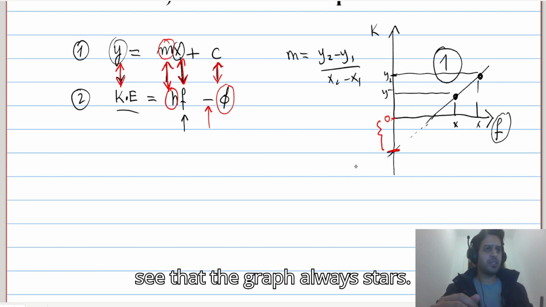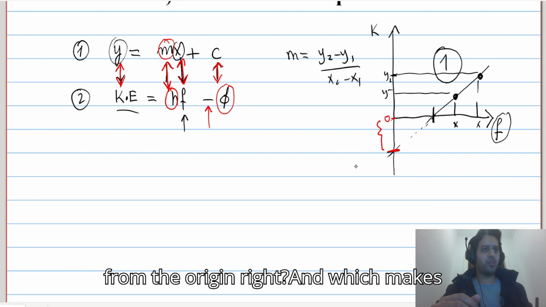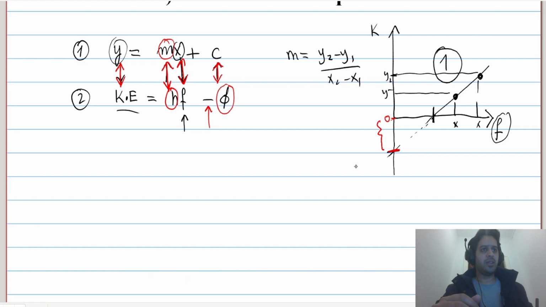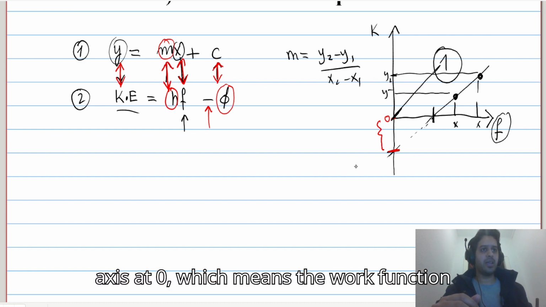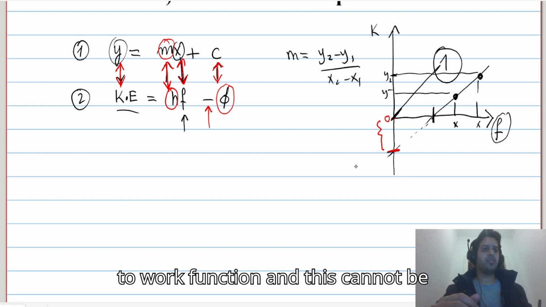If you look at the graph, you will see that the graph always starts at some value here. It doesn't start from the origin, right? Which makes sense, because if we start at the origin, then the y-intercept will be 0, because the graph will be cutting the y-axis at 0, which means the work function will be 0, since the y-intercept corresponds to the work function. And this cannot be possible, right?